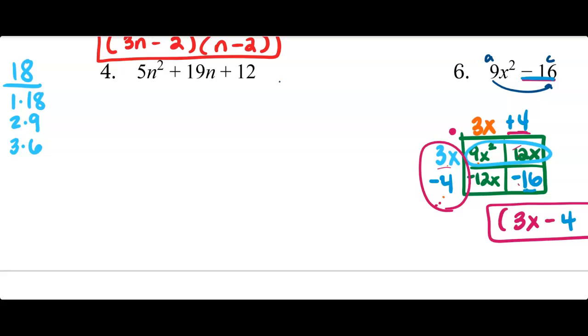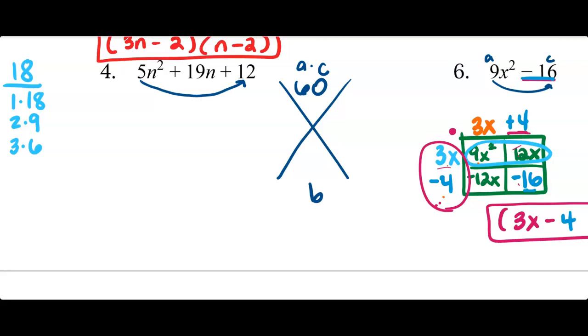So we start by making our X puzzle, and on the top, we're putting the product of A and C. So we're multiplying 5 times 12 to get 60. And then at the bottom, we're putting our B, which is 19. Both the 60 and the 19 are indeed positive. Then we're going to find the factors of 60 that will give us 19. So I'm going to put 60 over here.